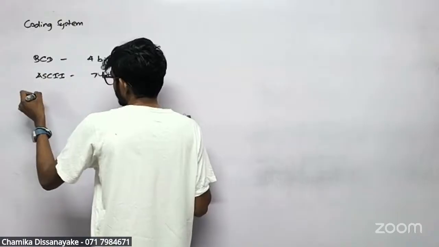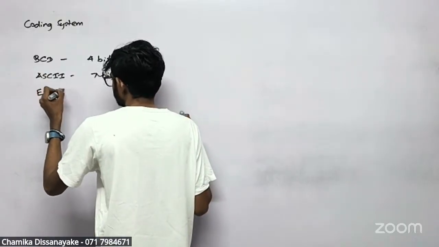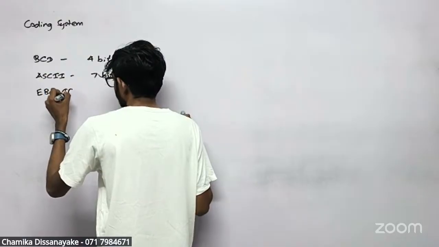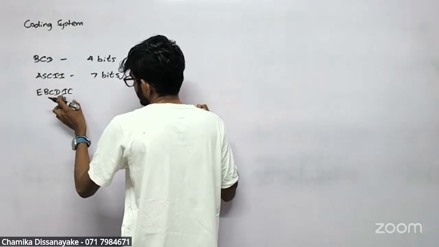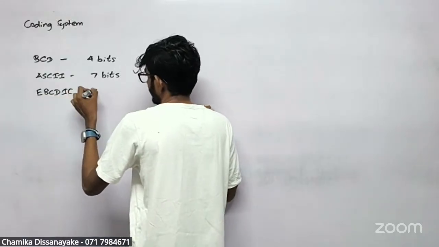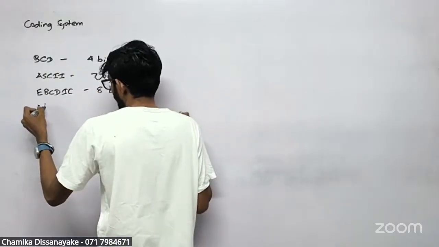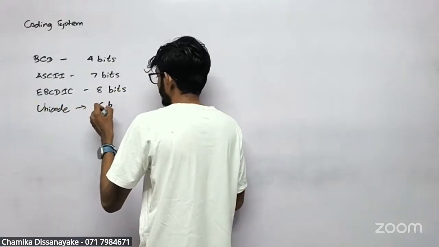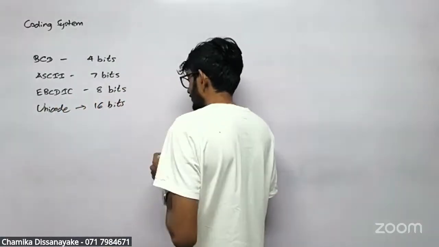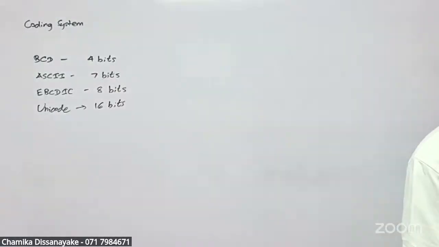Okay. So then we have EBCDIC, Extended Binary Coded Decimal Interchange Code. It uses 8 bits. And we have Unicode. Unicode uses 16 bits to represent each character. This is the difference between the coding systems.